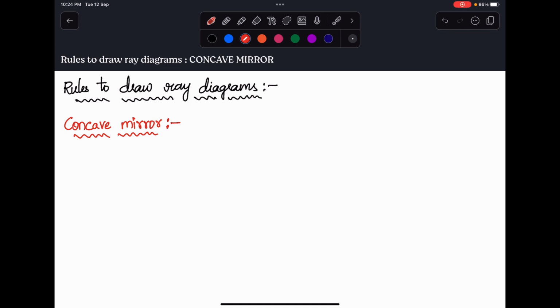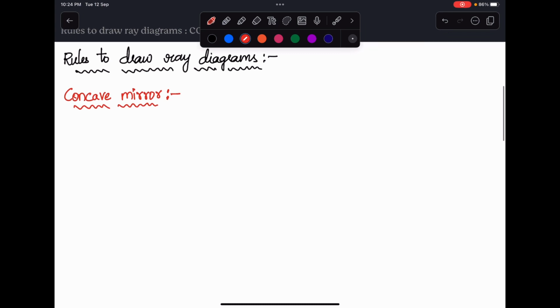Why are these rules meant? Light coming from an object will travel in different directions. Rays are incident on a mirror at different points, and each and every person might draw their own ray diagram, or light ray. So to remove that ambiguity, we are introducing a few rules which everyone has to follow to draw ray diagrams.